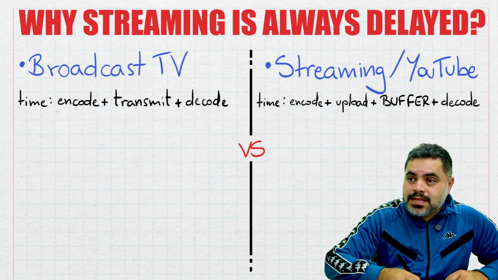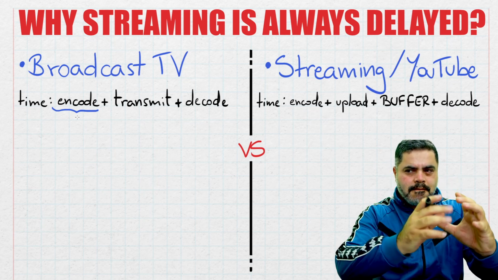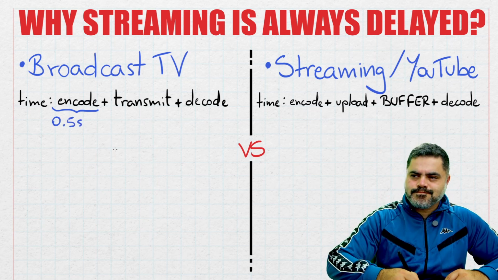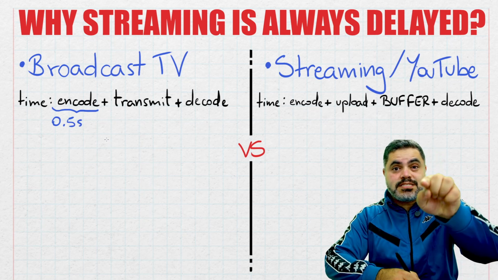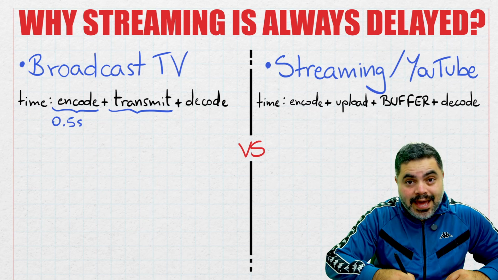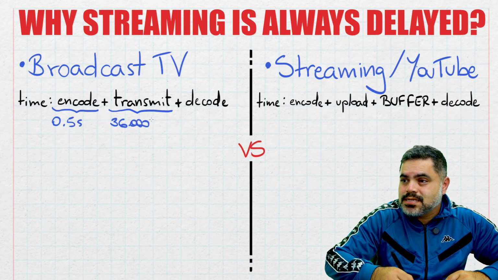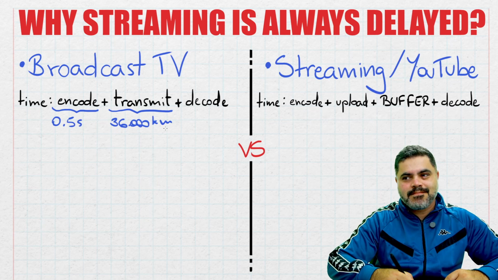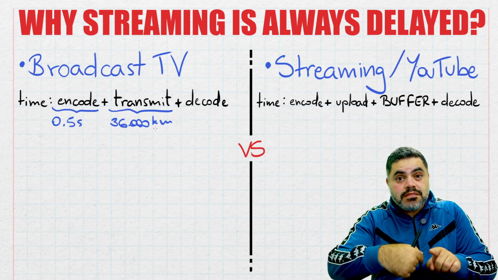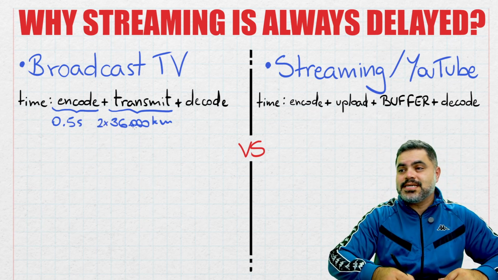Well, to encode on broadcast TV, the camera is capturing the signal. It takes 0.5 seconds. And then they have to transmit this signal to the satellite, which is out of our planet. It's in space, more or less 36,000 kilometers away from here. And this signal must go to the satellite and then come back to Earth. It's two times 36,000 kilometers.